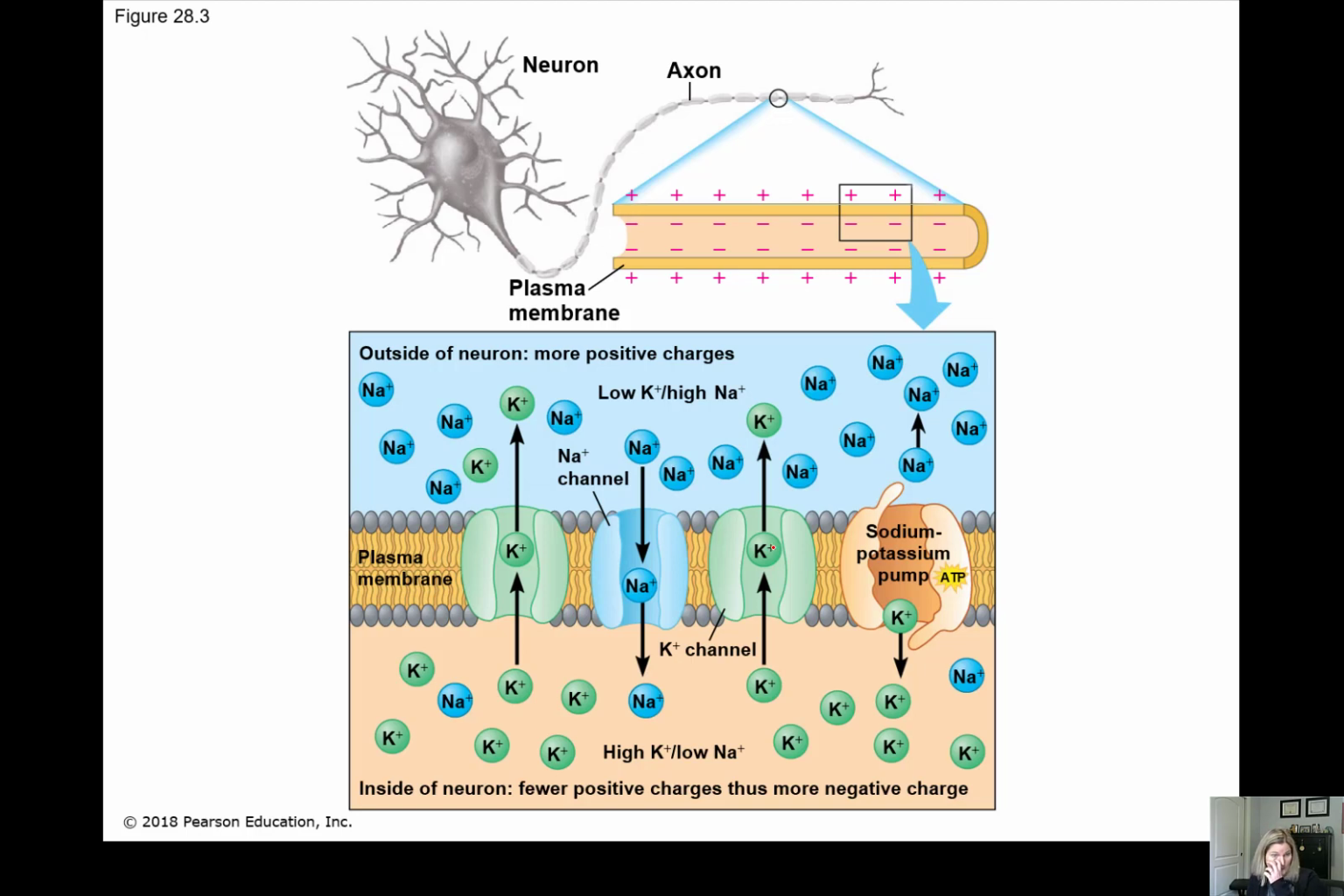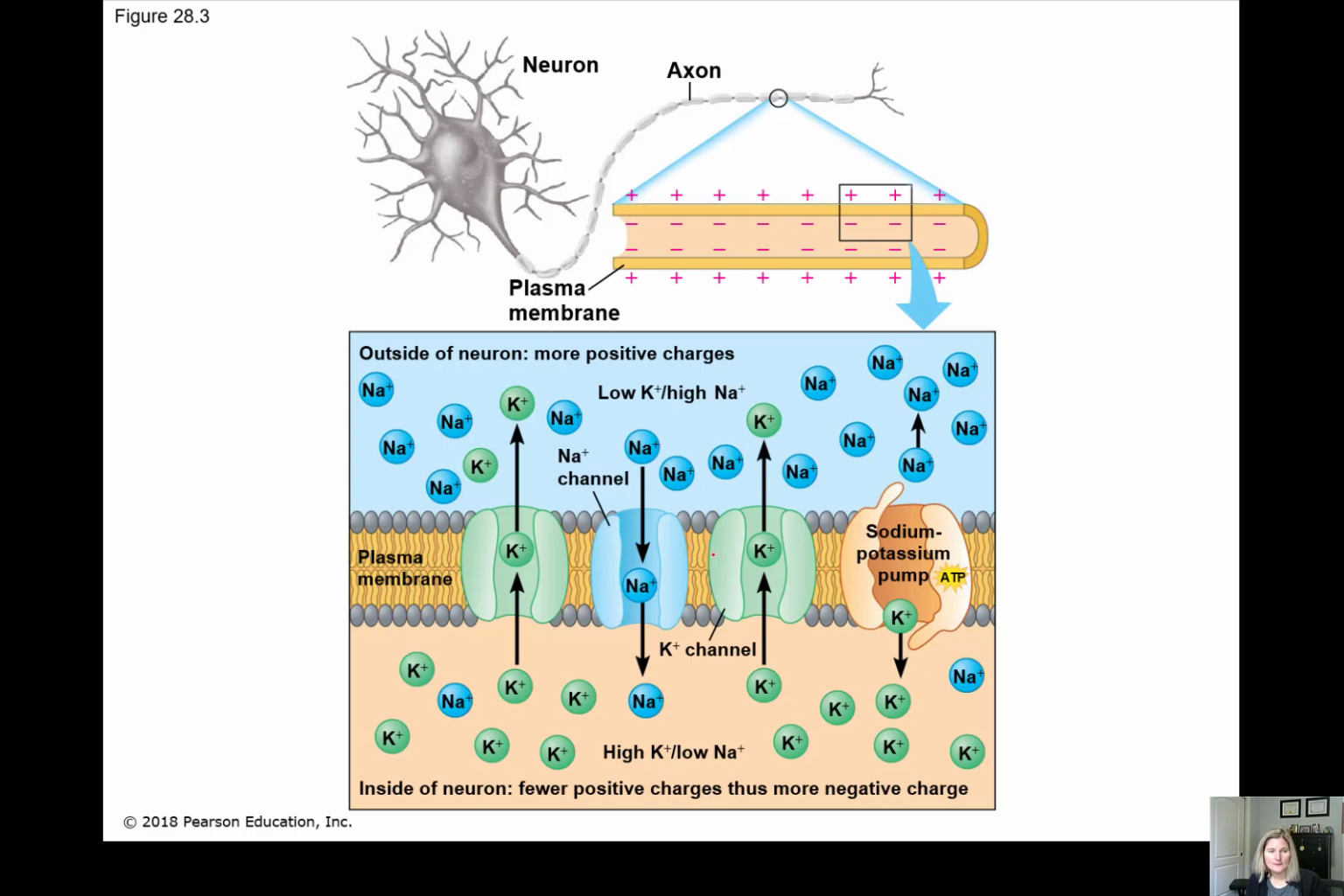Okay, so in this regular transport channel, we just have facilitated diffusion taking place. So remember, facilitated diffusion, no energy required. And we have the potassium ions going from high concentration to low concentration. We have the sodium ions going from high concentration to low concentration.